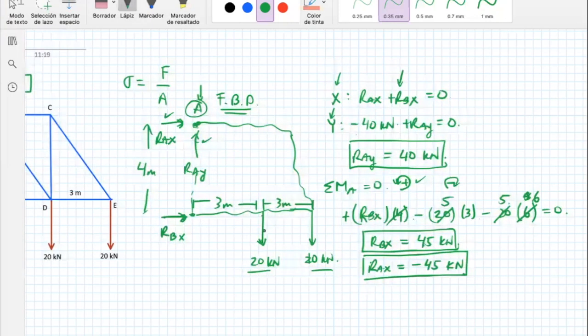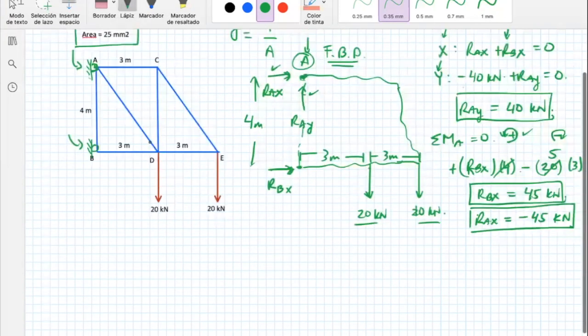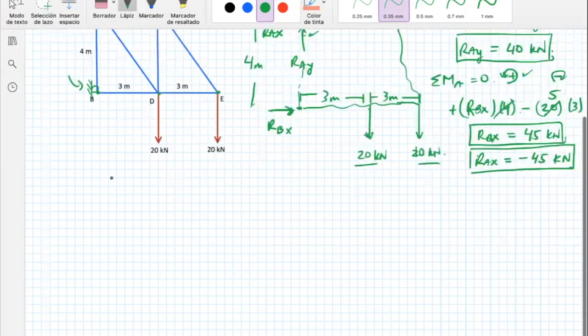Now let's get each one of these members. I'm going to use the method of nodes, or the method of joints. So what I'm trying to analyze is what's happening at each one of these nodes. This one is a node, this one is a node, this one is a node, or a joint, whichever name you like. Whether it's a node or a joint, you can do it. And this is the laborious part, so bear with me.